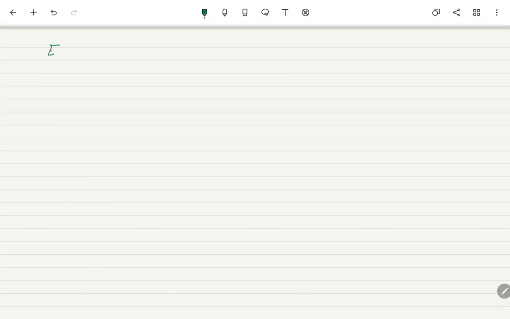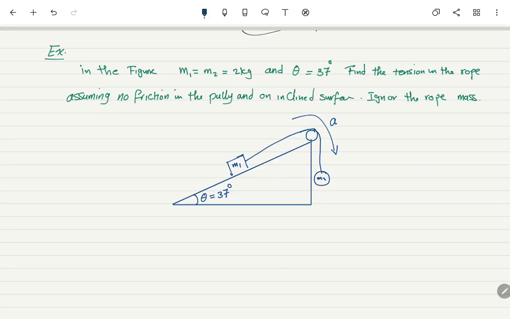Example. In the figure, M1 is equal to M2, which is equal to 2 kilograms, and theta equal to 37 degrees. Find the tension in the rope, assuming that there is no friction in the pulley, not even on the inclined surface. Ignore the rope mass. This example combines two different cases at the same time. So we have an inclined surface and we have the Atwood machine we just mentioned before.